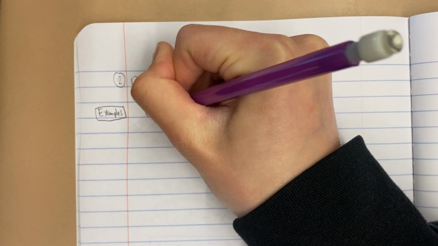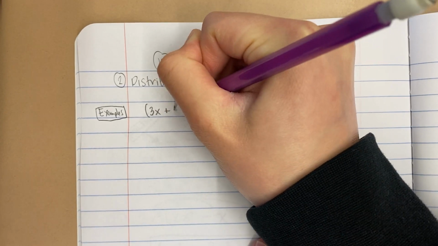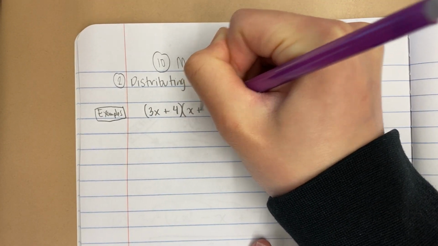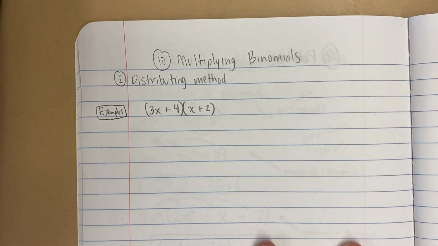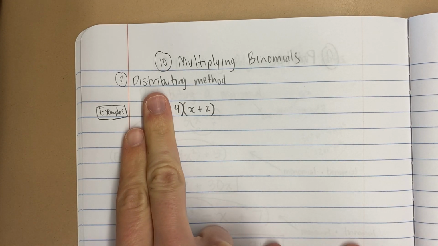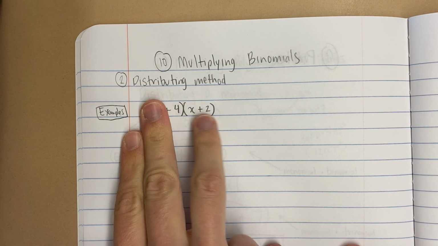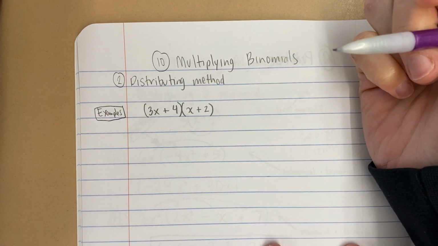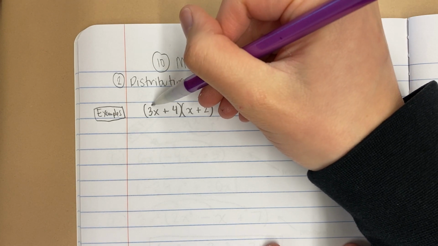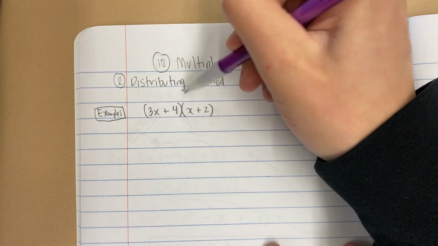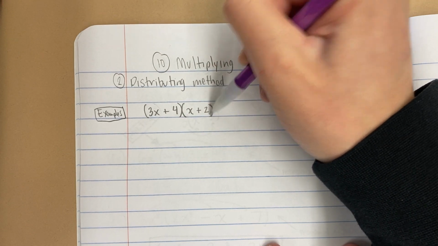Okay, remember, we're multiplying binomial times binomial. So in this case, my first binomial is 3x plus 4. And I'm going to multiply that times x plus 2. Okay, now, here's how I'm going to do it. I'm going to distribute. We already know how to distribute, right? Like if I just had 4 times x plus 2, I would know what to do. I would just multiply. Okay, so we're going to do the same thing, but we're just going to do it twice, right? So I'm going to first distribute this 3x. So I'm multiplying this 3x times everything inside this second set of parentheses.